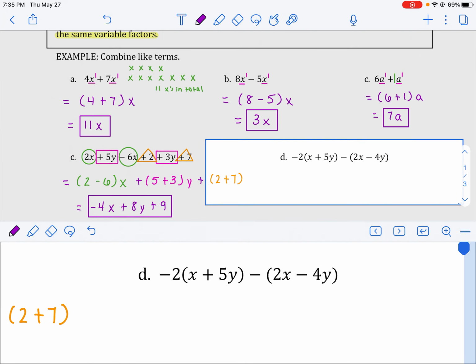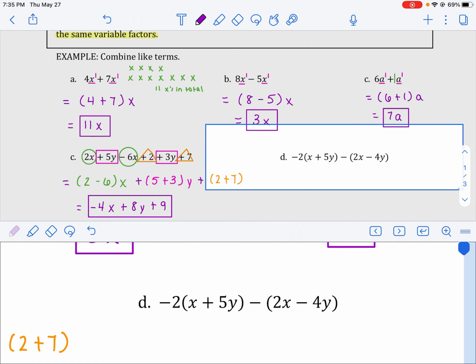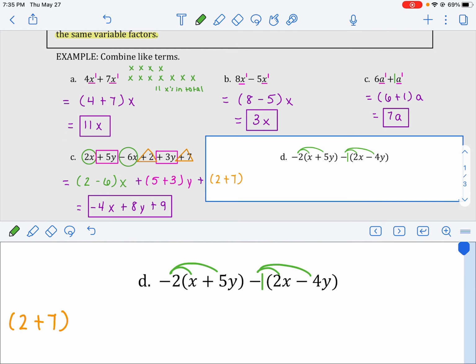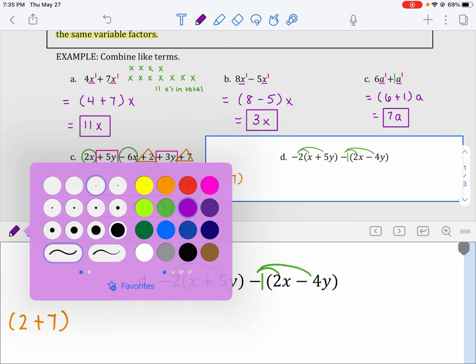Let's look at D because it's taking it up another notch. Not only do we have multiple variables, we also have some parentheses in here that we need to get rid of. And we learned in 4.1 to get rid of parentheses where we can't combine the stuff on the inside, we need to use the distributive law, which says we're going to take this negative 2 and multiply it to both of the pieces, both of the terms in the parentheses. And we're going to do the same thing with the negative 1. We're going to distribute it to both of the terms.